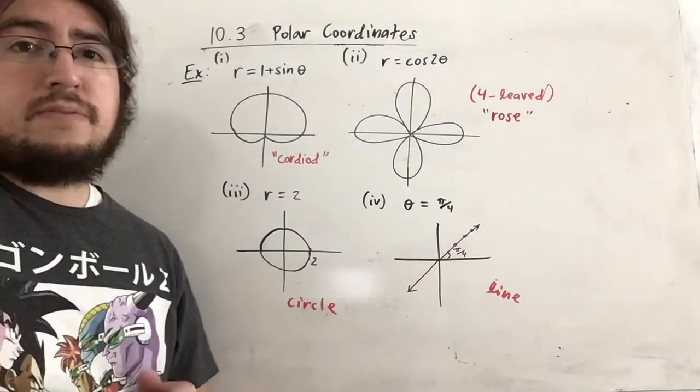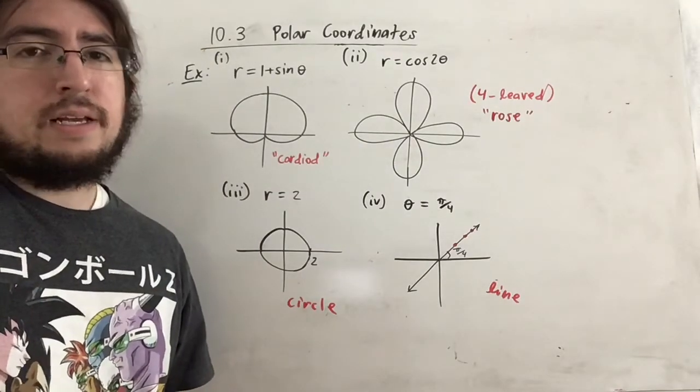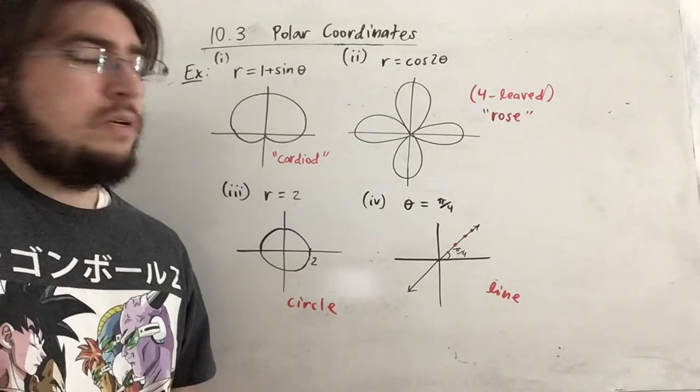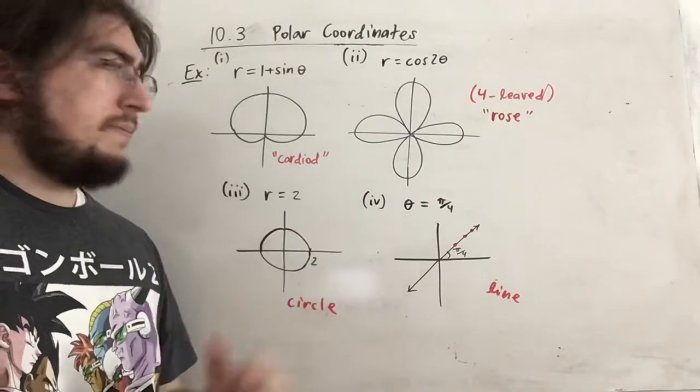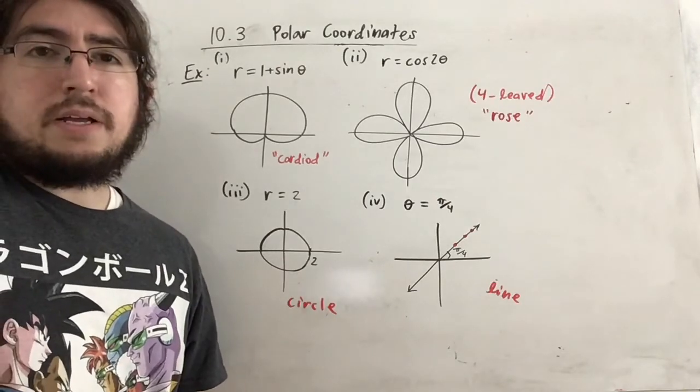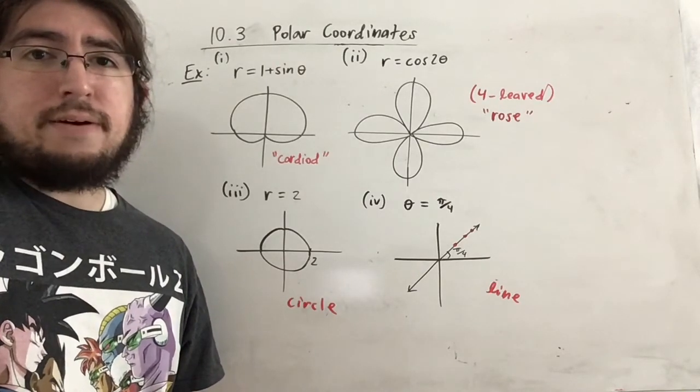Again, these are just different interpretations of how to graph things as opposed to the way we're used to. That's the one little thing I wanted to show, the specific types of graphs. Now we're going to take a look at the calculus in polar coordinates, so let's see that right now.